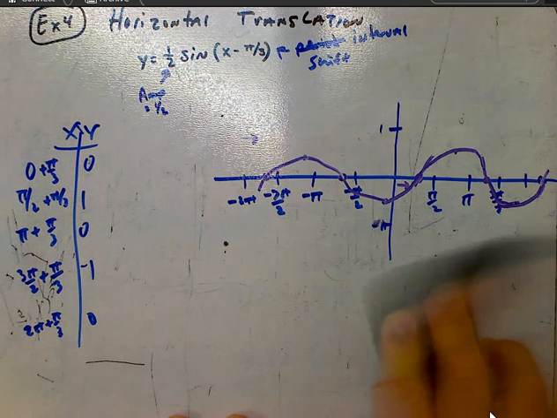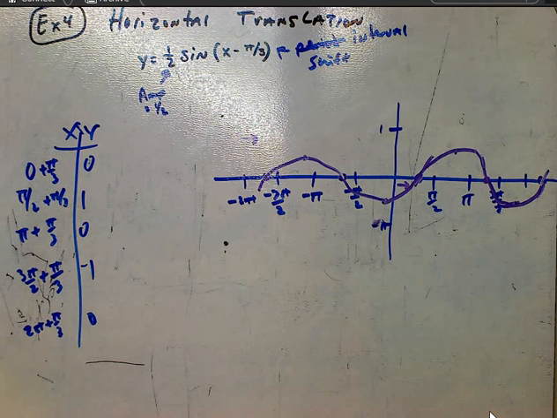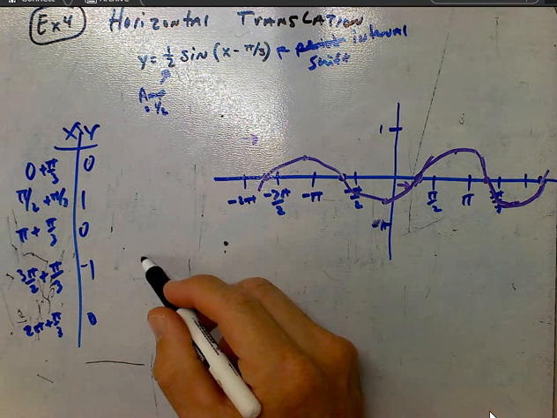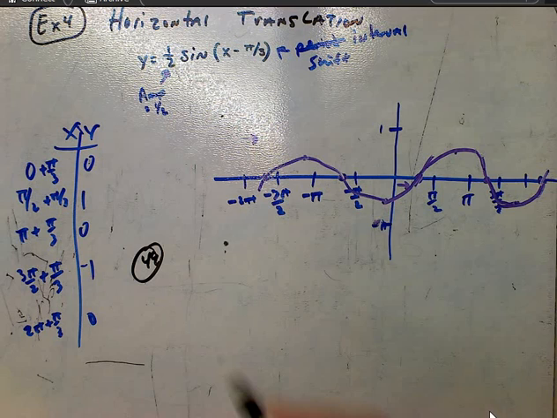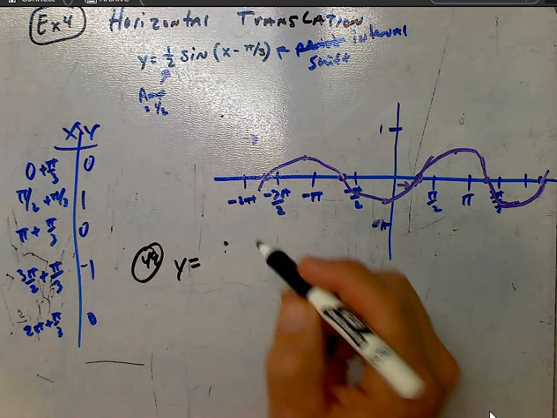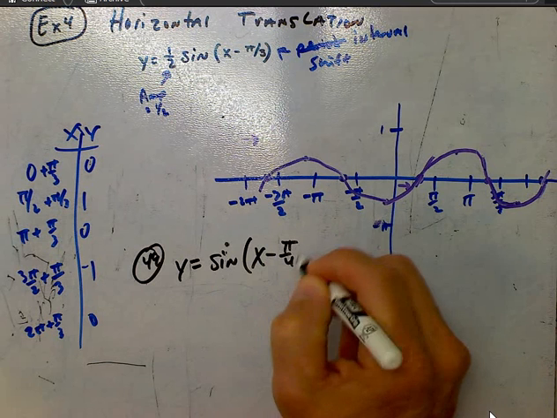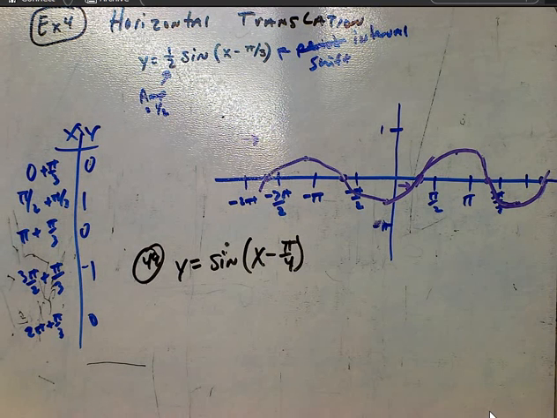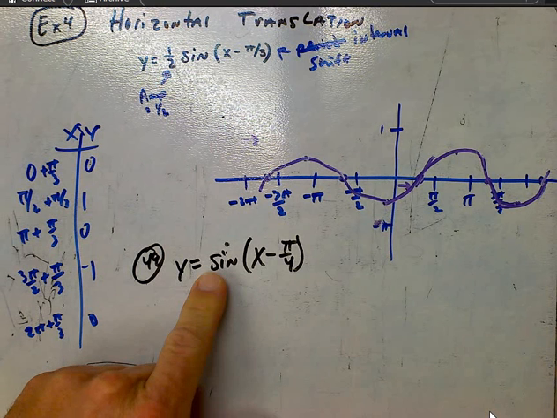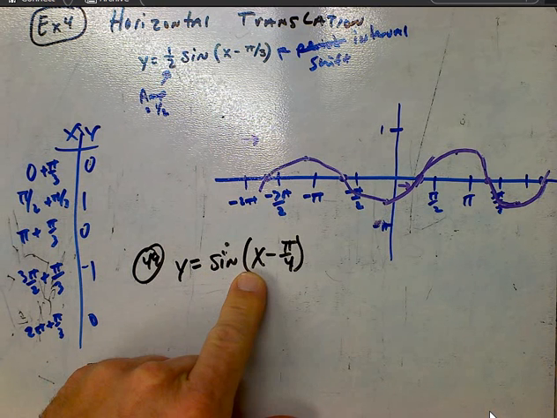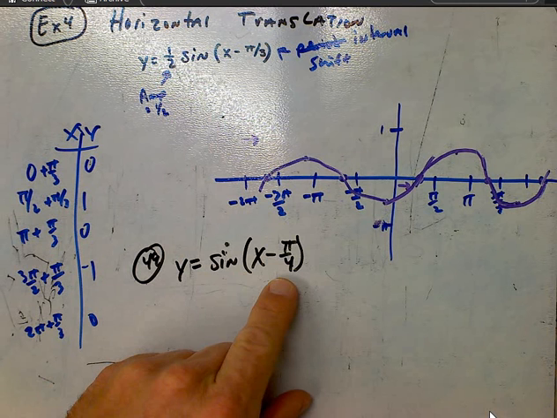I want you to try one. It says number 49. Y equals sine of x minus pi over 4. Okay. Alright, so what I was thinking, it's sine. There is no amplitude change. There is no stretch or shrink. All it is doing is shifting the graph pi over 4 units because it's negative, shifting it to the right, pi over 4.